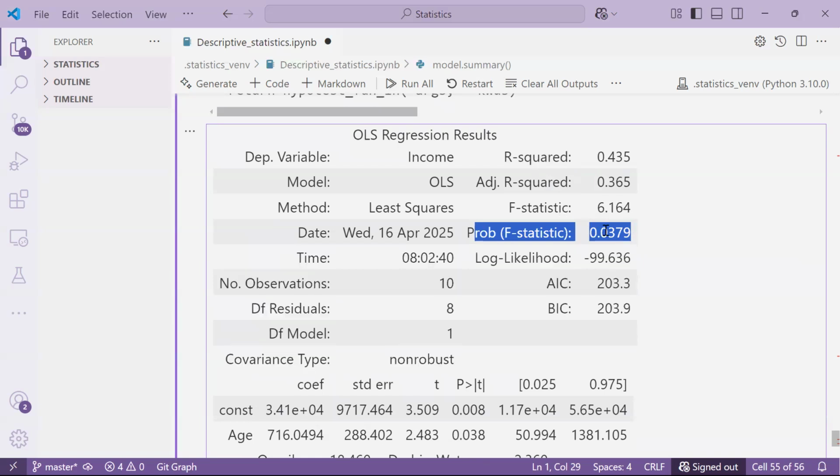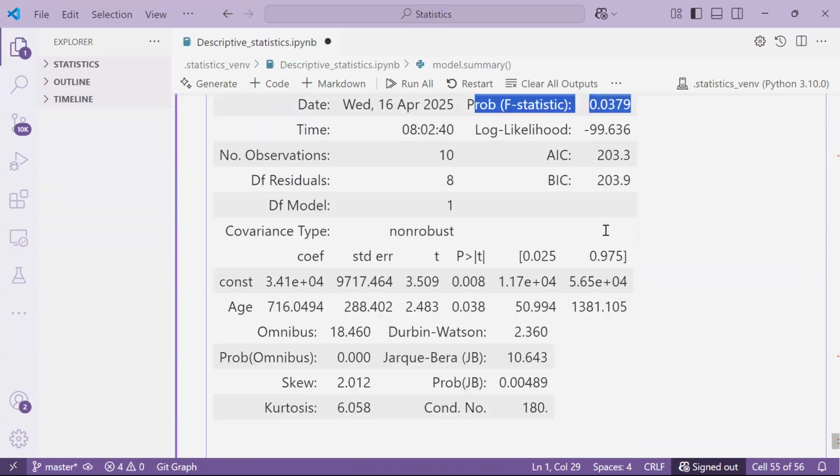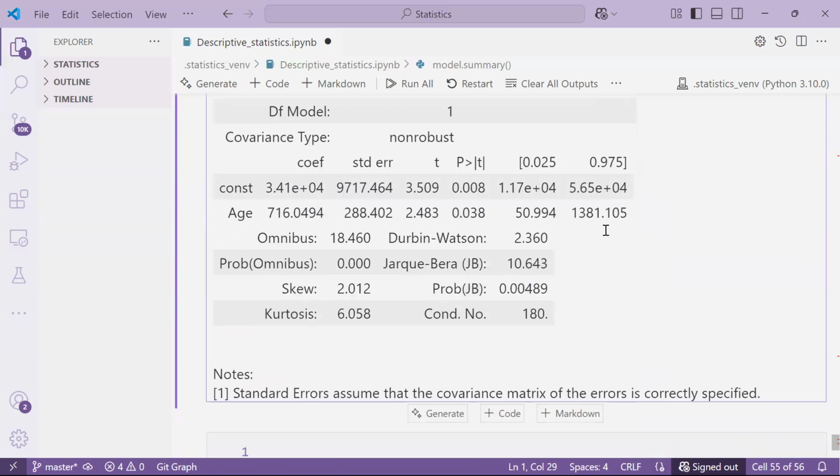So if the probability of the F-statistic value is less than 0.05, the model is statistically significant. Okay, the model is statistically significant. In the meanwhile, here we can see some values like Durbin-Watson. The Durbin-Watson value is 2.36, which is close to 2, which indicates no autocorrelation.